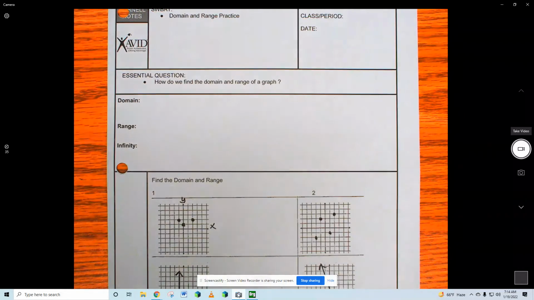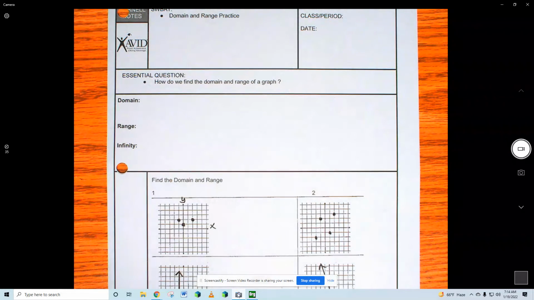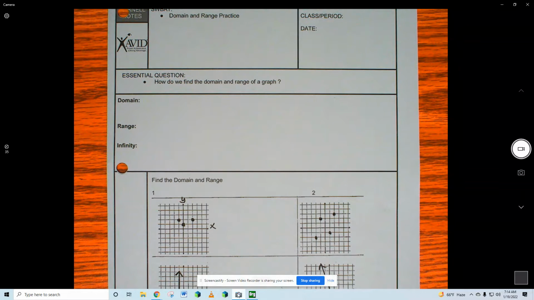So we have talked about domain and range quite often because it's in every single graph. Linear graphs, straight lines, it's in quadratics that we're going to do in chapter 8. It's in absolute value, the V shape. It's in exponentials. So domain and range is never going to go away.